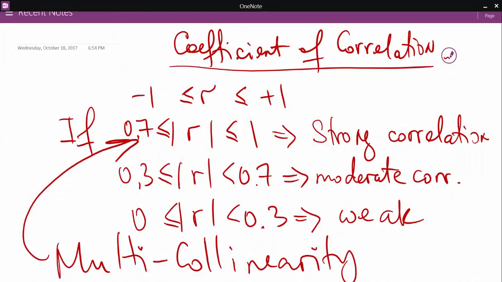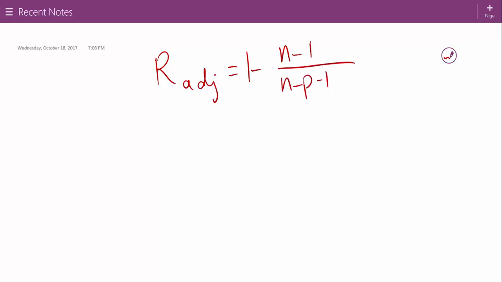R squared adjusted was designed to punish for extra variables, okay? So here is the formula. I believe the formula actually is in the textbook. I don't want to pay too close attention to the formula, but here. Adjusted R squared is 1 minus (n minus 1)/(n minus p minus 1) times (1 minus R squared unadjusted). That's as far as I remember, okay?